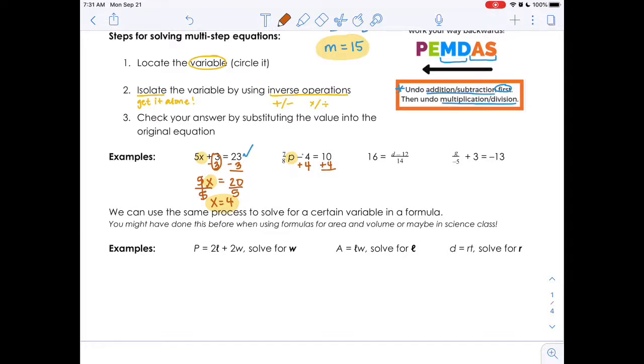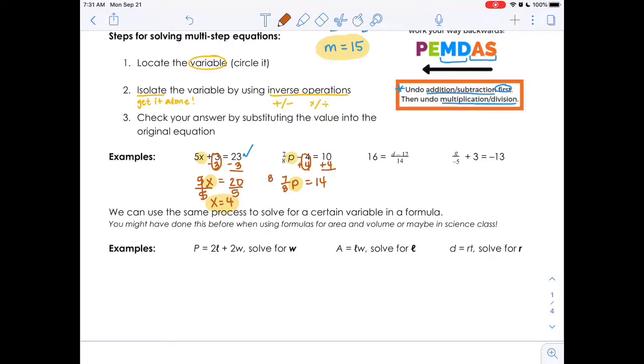Negative 4 plus 4 gives me 0. 7/8 p plus 0 is the same thing as 7/8 p. And then on this side, I have 10 plus 4, which is 14. Now, we learned about this last week. Right here, I'm multiplying 7/8 times p, but I'm multiplying by a fraction. So what we do to undo that, or get rid of it, is we multiply by its reciprocal, its flip-flop.